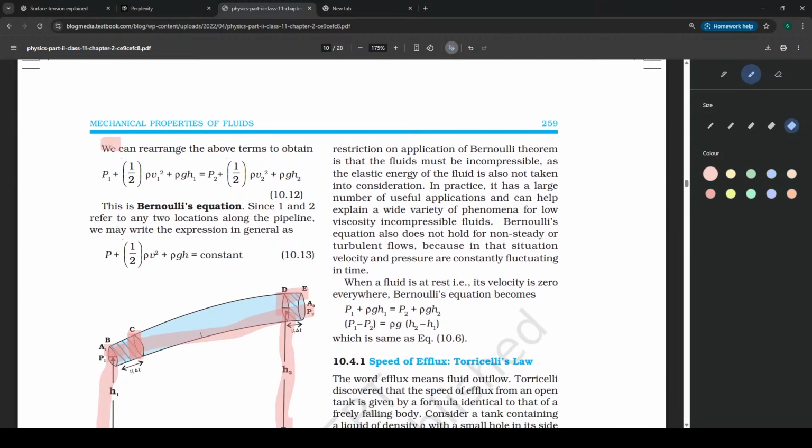We can rearrange the above terms to obtain P1 plus this is equal to this one, and this is Bernoulli's equation. From this we can say that the sum of pressure, half rho v square, plus rho gh will be constant. Since 1 and 2 refer to any locations along the pipeline, we may write the expression in general where this is equal to constant.